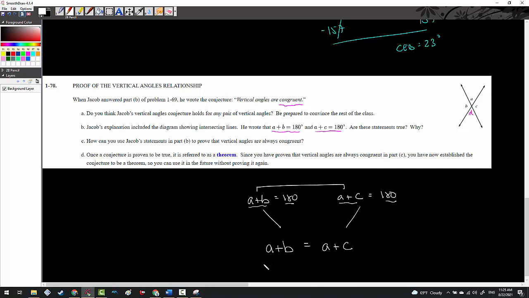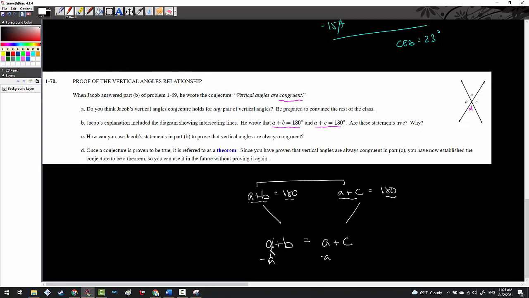So now I'm going to subtract A from either side. And I'm going to say that B equals C, which is exactly the angle pair that we're looking at. B equals C right here. Those angles, which are vertical, happen to be congruent.